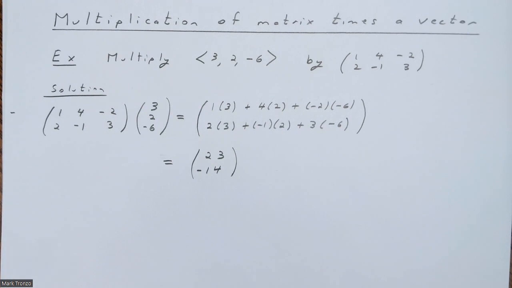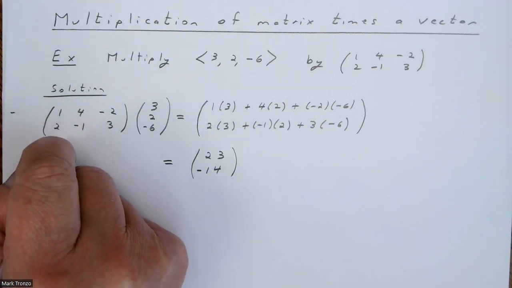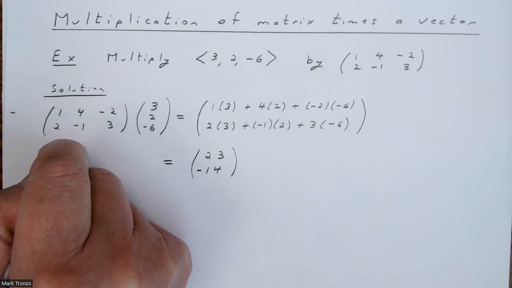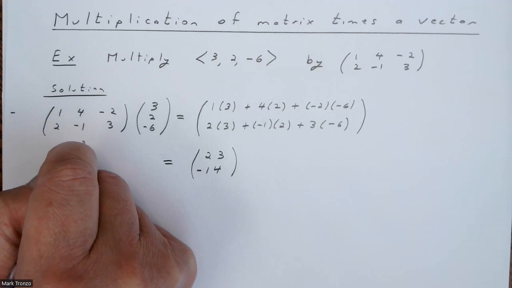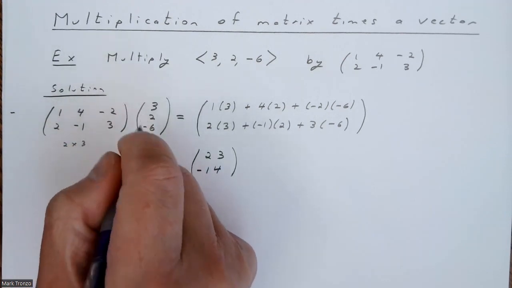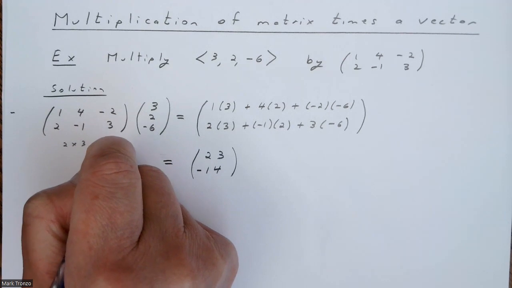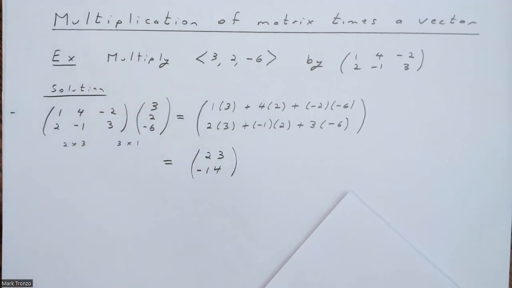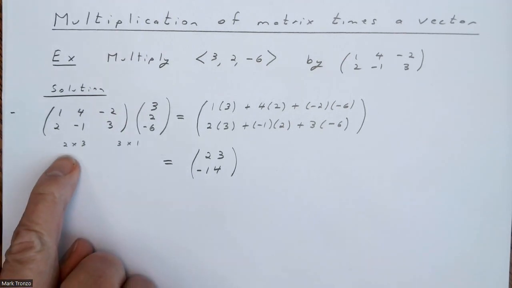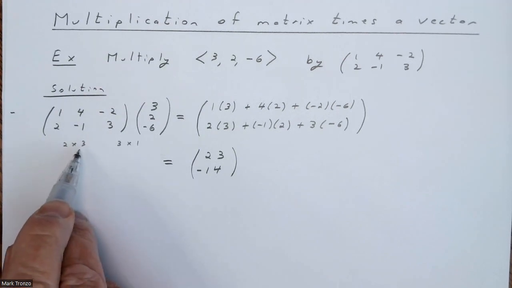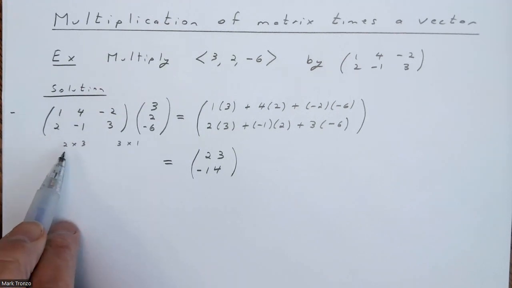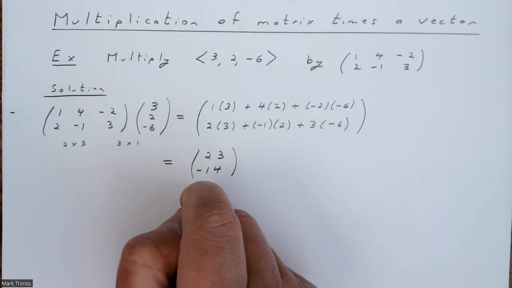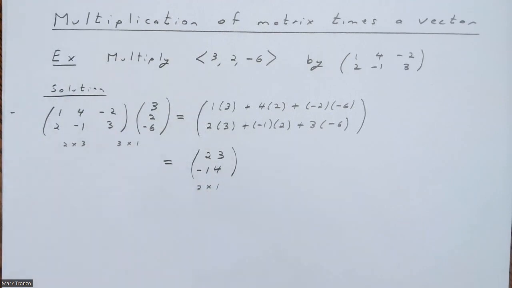And again, you could apply the same rule as before. You can say that, okay, here we have a 2 by 3 matrix, and this is actually what, 3 rows by 1 column. And then these match, the middle ones match, so you're allowed to do this. And then the result is going to be 2 rows by 1 column, like that.